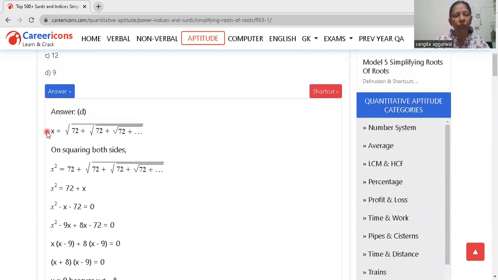Now you have to first assume the whole term, like x is equal to under root 72 plus under root 72 plus under root 72, and this is going to infinity. Now you have to first look at this term. You have to remove the under root. So first what you will do, you will square both the sides. To remove the under root of this under root 72, you have to square it on both the sides.